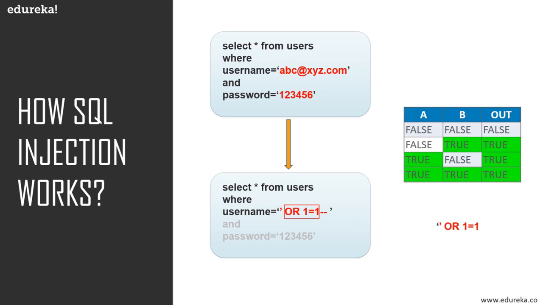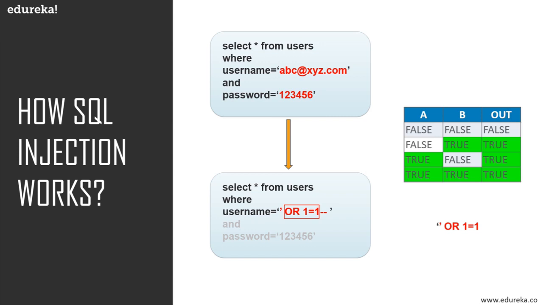Whenever you give something as an input in the input box of the web application, it is considered a string in most cases, especially for username and password. So the first inverted comma is used to close this string parameter. Then there is the OR function, and after that there is a statement that is 1 equal to 1.